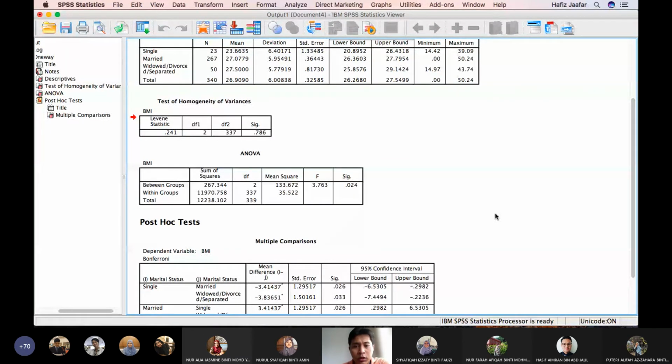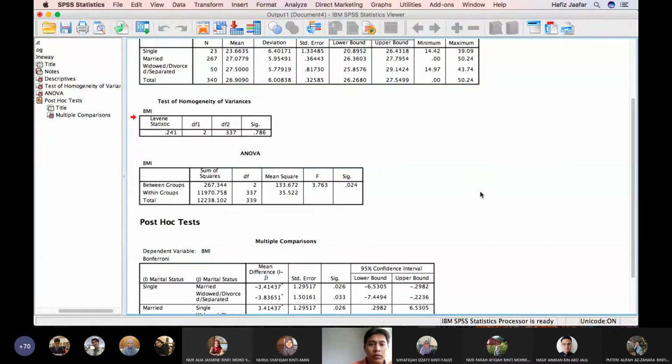So basically, for the ANOVA table, we need to look at the significant value here. If the value is less than 0.05, meaning that the difference is significant. So the difference between the mean BMI of single, married and widowed, you see there is a difference, right? But we are not sure whether the difference is significant or not. So that's why we conduct ANOVA. When we conduct ANOVA, we found that the p-value or significant value is less than 0.05. When it is less than 0.05, meaning that the difference here is significant. Understand? Okay, next we go to the post-hoc test.